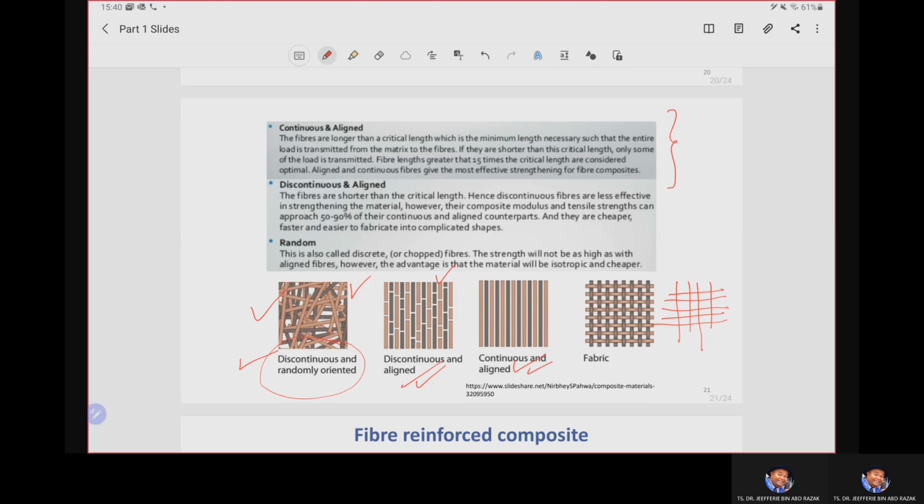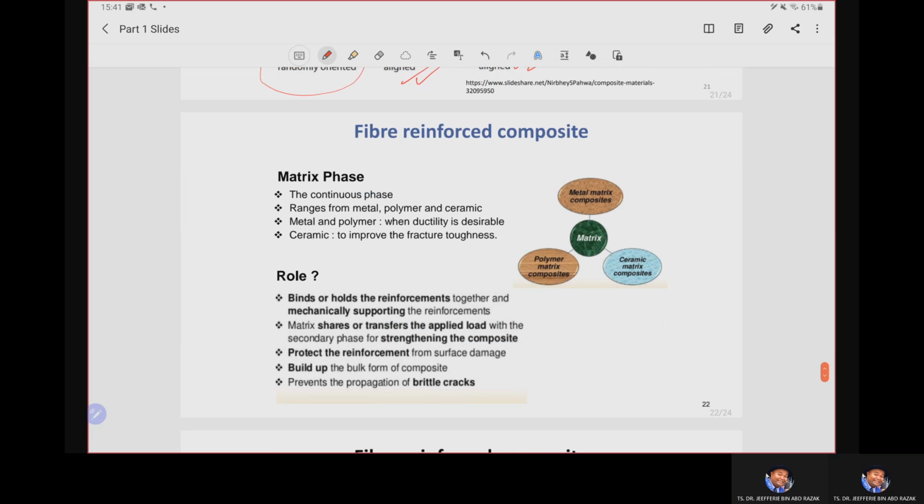Random and discontinuous fibers, we call them discrete or chopped fibers. The strength is not as high as with aligned fiber composite systems, okay? But they can give us isotropic condition, meaning the properties are independent of direction. If we talk about aligned fibers, the strength is in anisotropic condition. Isotropic, not isotonic drink, okay, but isotropic, where the properties are independent of direction, but for the continuous it is anisotropic.